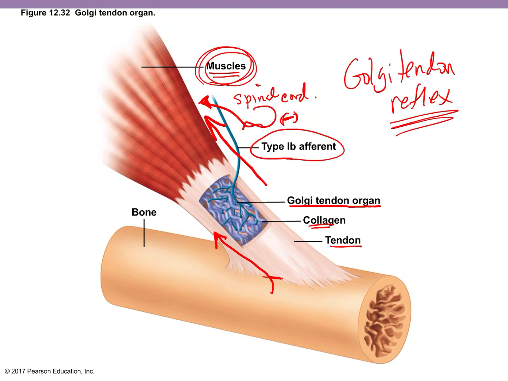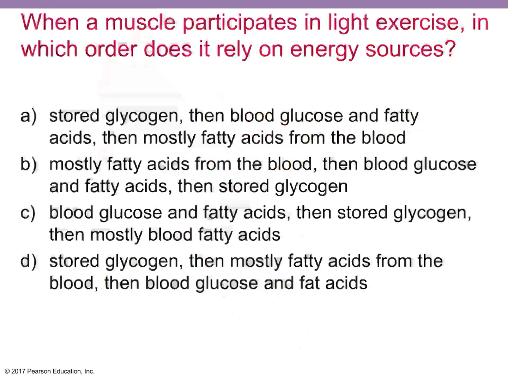So again, you're stretching your tendon way too much. This Golgi tendon organ is going to send a signal to the spinal cord to inhibit the motor neuron that's telling your muscles to contract. So it's going to stop the contraction of the muscle, and that's to protect your muscle from being ripped from the bone.